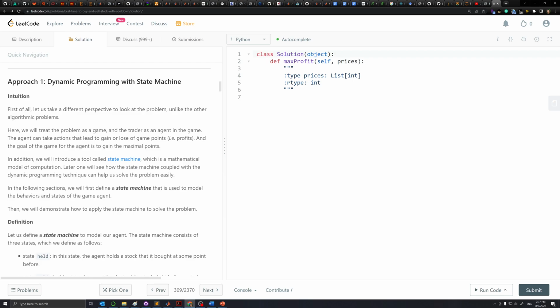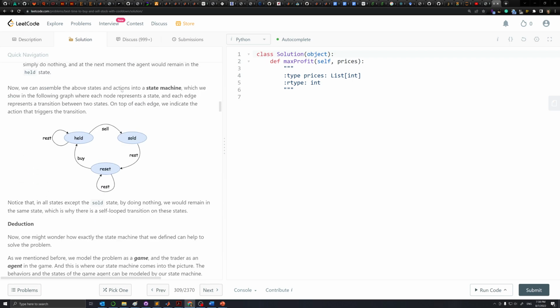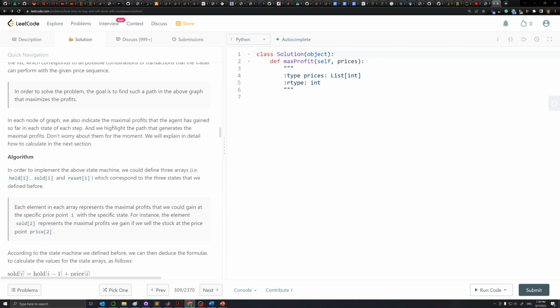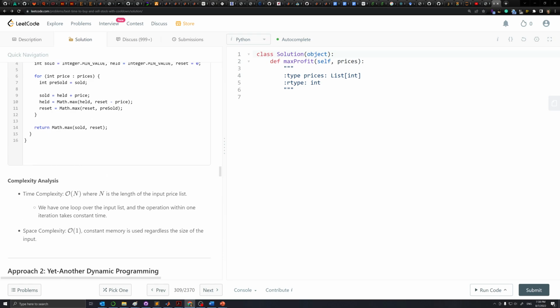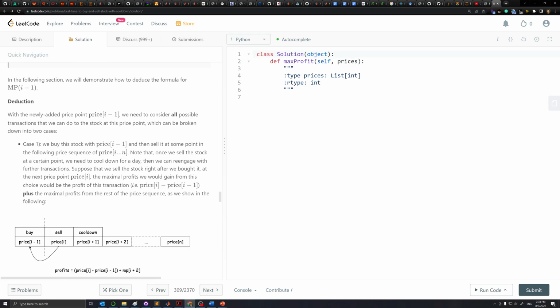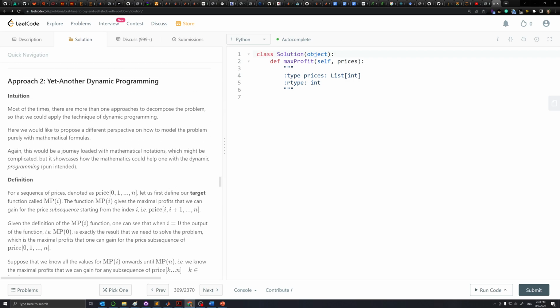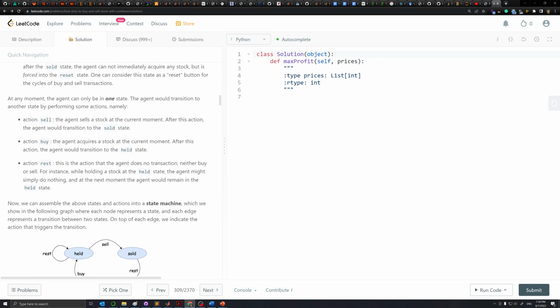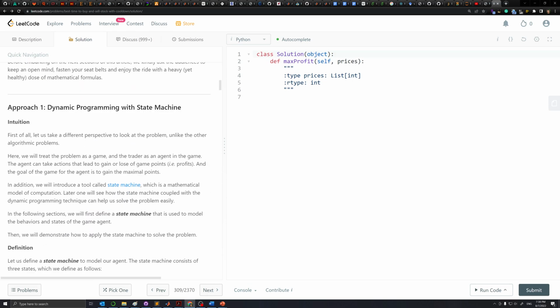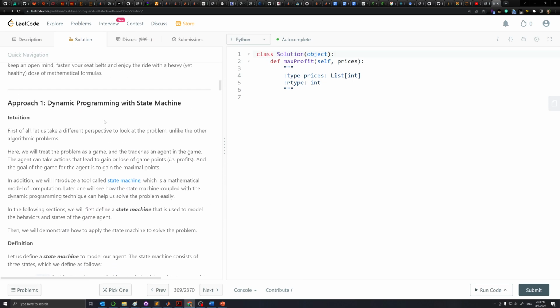Dynamic programming, state machine, intuition. Let's first take a look at the complexity. O of n, O of 1. That's good enough. Yet another dynamic programming. All right, so let's take a look at the first dynamic programming problem solution. Approach one, dynamic programming with state machine intuition.